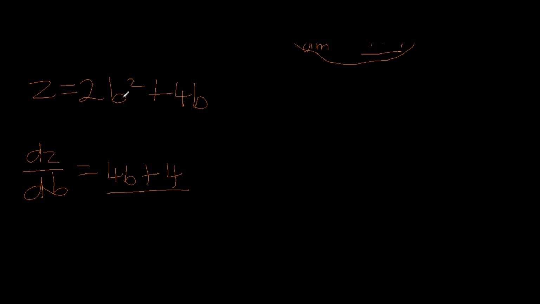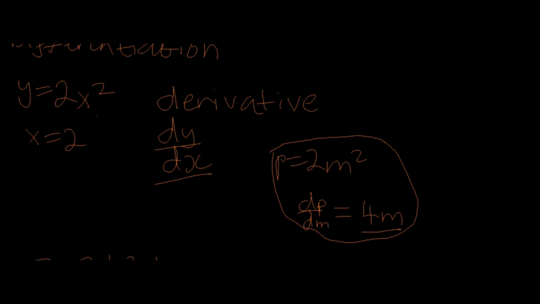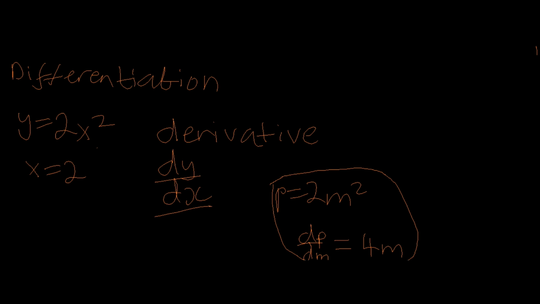Same applies here. I say, what is the gradient when b is equal to 4? I'd simply come to my derivative, plug in 4. 4 times 4 is 16, 16 plus 4 is 20. So my dz db would be 20, so my gradient when b is 4 would be equal to 20. Same applies here. The derivative is 4x. So what's the gradient when x is equal to 6? I would go to my derivative 4x, plug in 6, which gives me 24, so I know my gradient would be 24. So that is the idea of a derivative, and that's how it works.